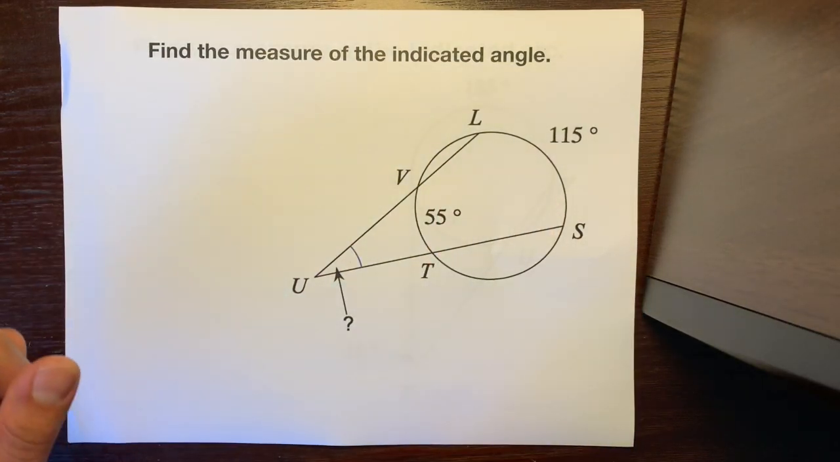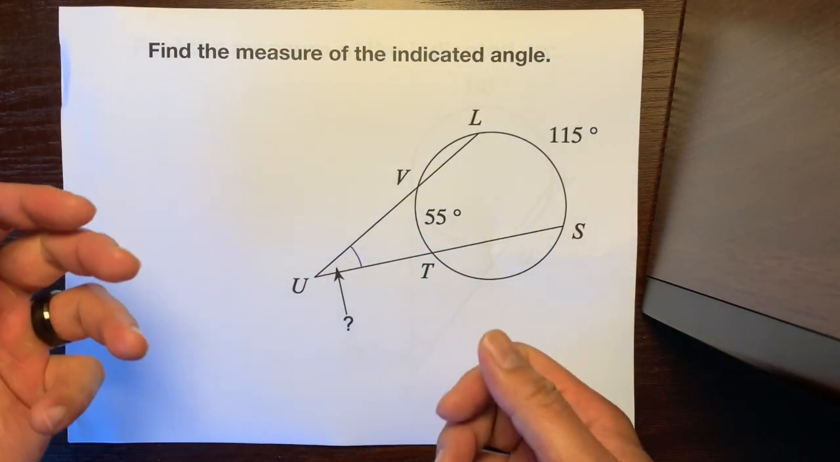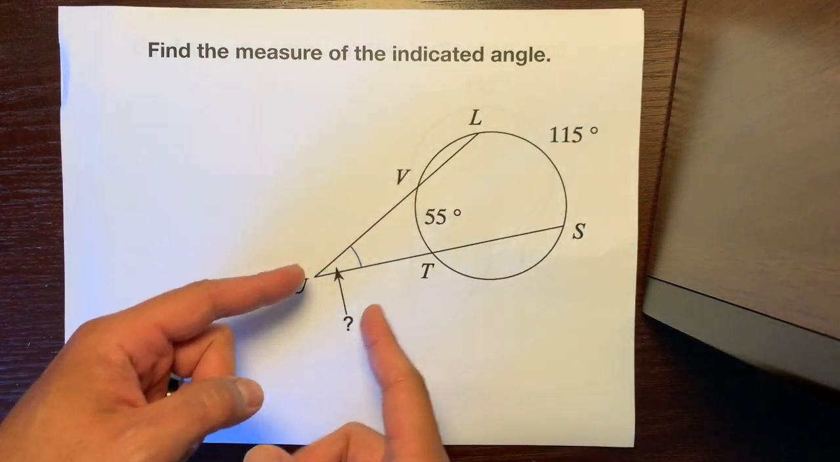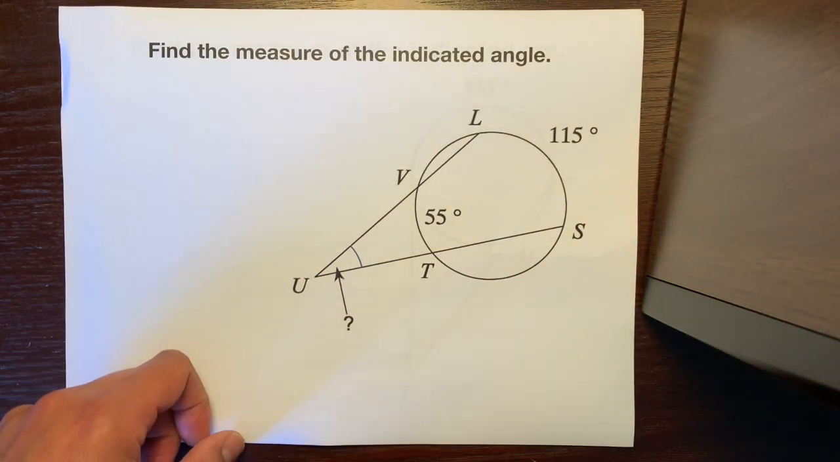Hello, this is Mr. Kinyanola, and I'm going to show you what to do when you have to find an angle when two lines intersect outside of the circle.